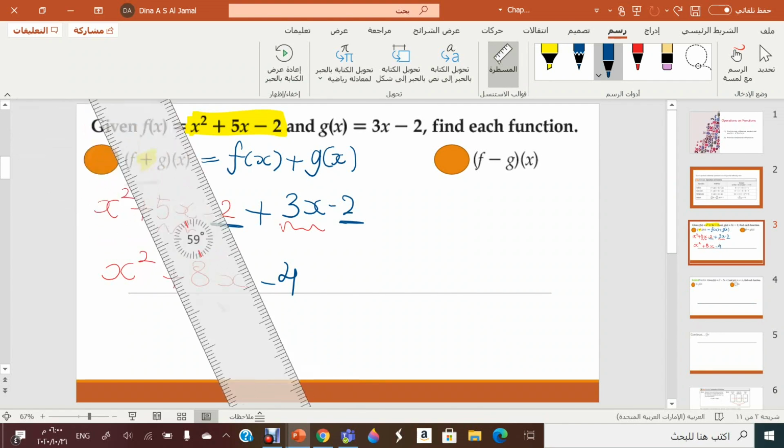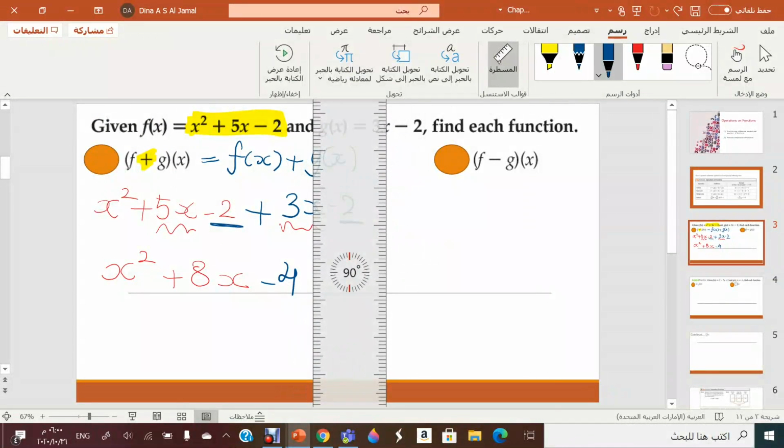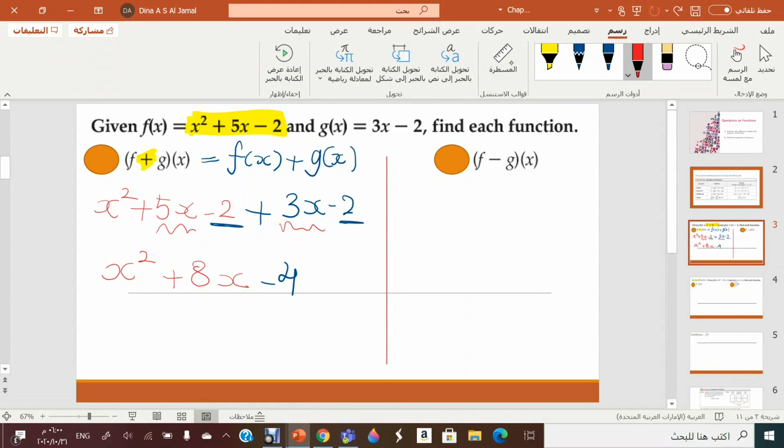Now he wants me to find f minus g. So pay attention now to what you should do. So let's write f of x minus g of x. And let's pay attention to the difference between the addition and the subtraction here. So let's write it as it is, x squared plus 5x minus 2. Now when you put the subtraction, don't forget the brackets. x plus 4.